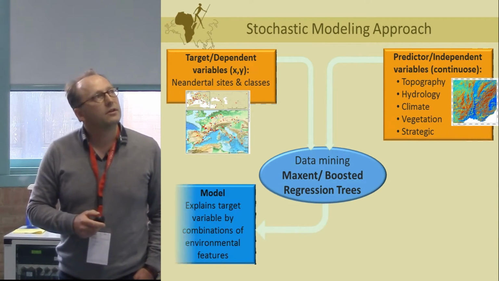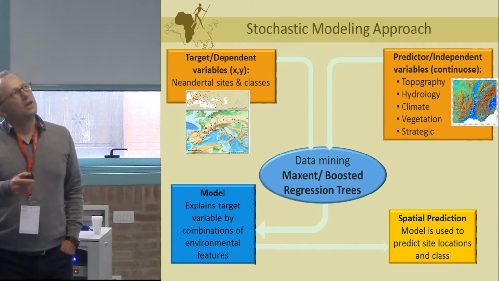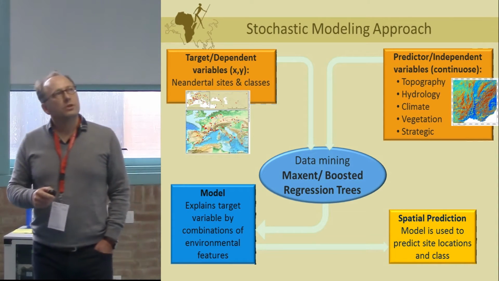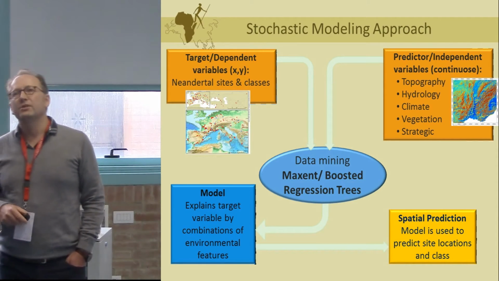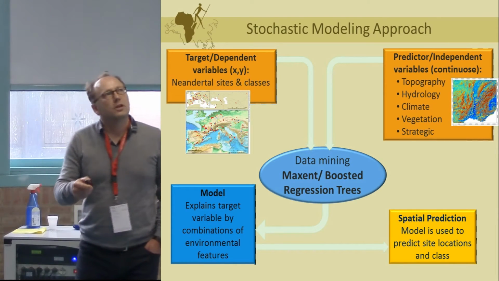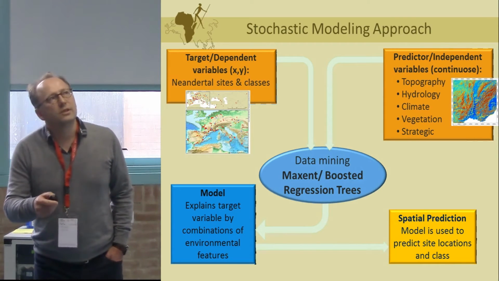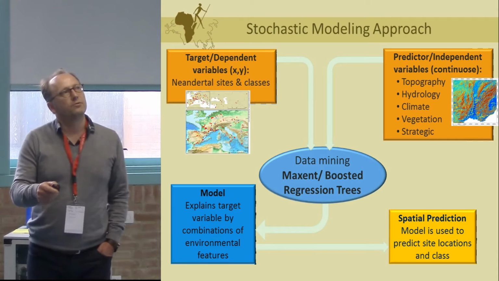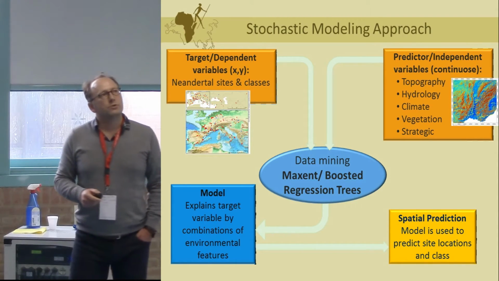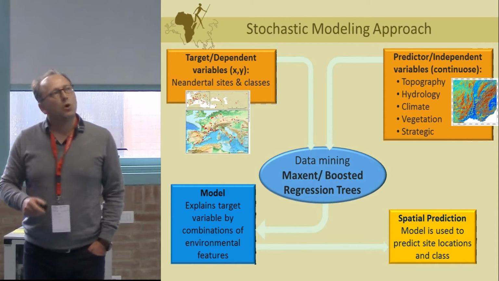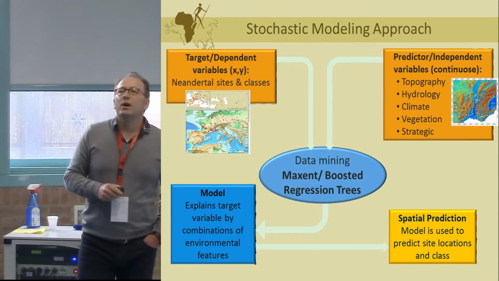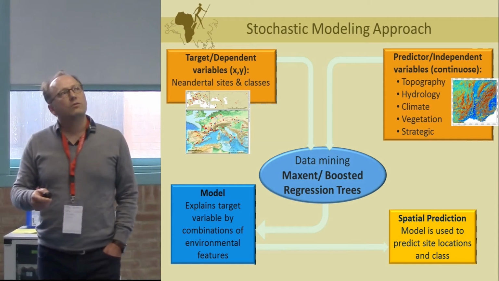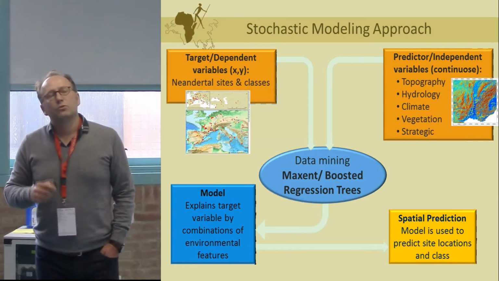So here again, a diagram showing the approach. We have a target variable, in this case the Neanderthal classes, or the anatomical modern humans. On the other hand, we have the predictor variables based on topography, and from topography we derive information also describing hydrological, climate, vegetation, or strategic issues. Then this is assessed with the data mining approach, and as I said, we have used two different models, the maximum entropy and the boosted regression trees. From this approach, we get a model that explains the target variable by the combination of the environmental features. And once we know the combination of different predictor variables that are describing the target variable, we can use this information also to do a spatial prediction.